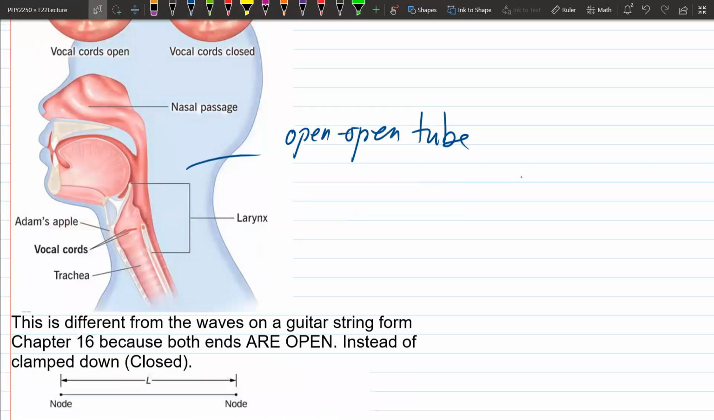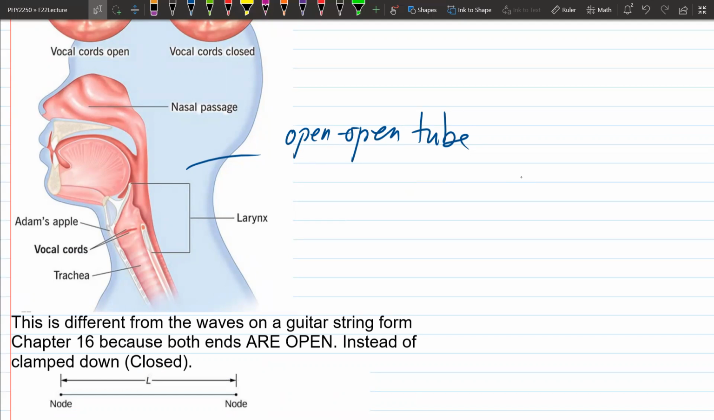But of course, the human mouth is much more complicated than just a tube, but we will see how certain musical instruments that are fairly simple, we can actually model as these simple tubes and figure out what type of wavelength or frequency of sound they would produce, okay?